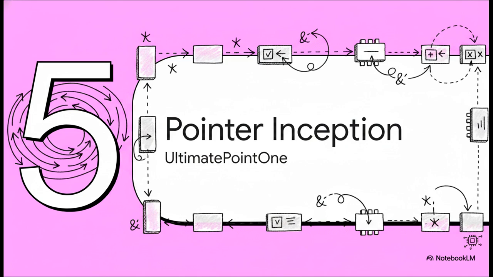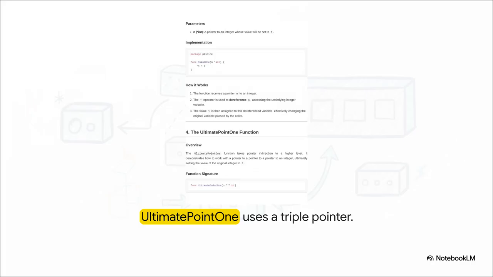Welcome to the boss level, UltimatePoint1. Okay, take a deep breath for this one. Look at that function signature, func UltimatePoint1, taking n, which is a triple asterisk int. Yes, you are seeing that correctly. 3 asterisks, a pointer to a pointer to a pointer to an integer. I know, it looks completely absurd at first glance, but don't let it intimidate you.